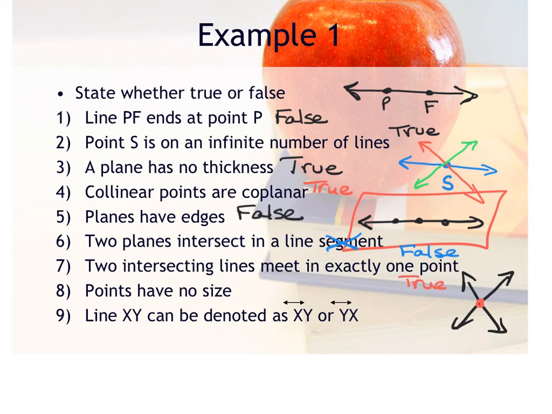Points have no size. True. Good. Line XY could be written as XY with an arrow or YX with a line on top. True. The order doesn't matter when we write the order of the letters for a line. The only time it matters is when we're writing for a ray. Now the next slide, it's true-false questions, but they're giving us a picture this time.